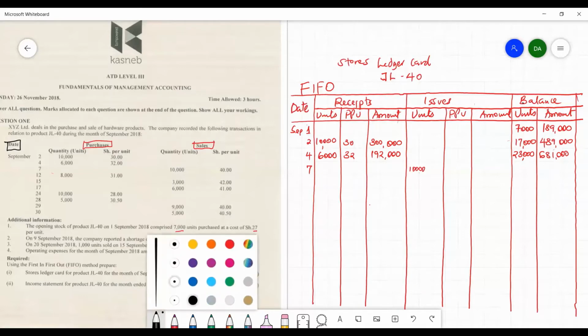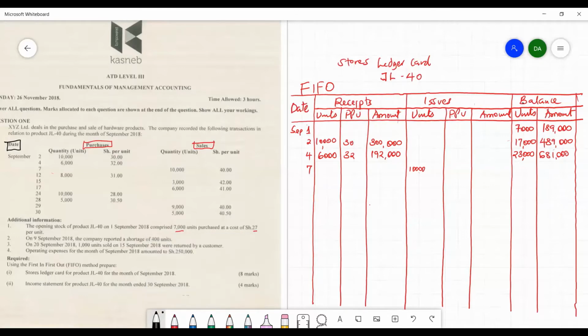The first issue comes from the first batch, and the first batch had 7,000 units. This is the first batch, as you can see here. That was the balance brought forward, or the balance at the beginning. So from that first batch, we issue 7,000 units. Therefore, out of the 10,000, we're going to issue 7,000. The 7,000 each is equal to 27, which was the price of each unit in that first batch, a total of 189,000.